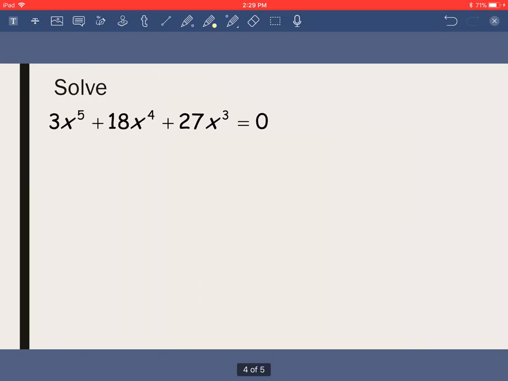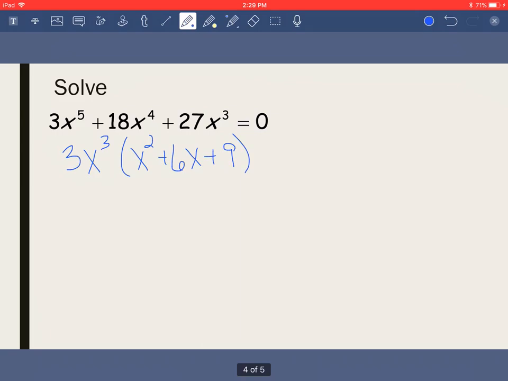I've got 3x to the 5th plus 18x to the 4th plus 27x cubed equals 0. This one's a little different because it only has 3 terms. So first I'm going to see, do these 3 terms have anything in common? So I can factor out a 3 out of all 3 and an x cubed. And when I do that, I'm left with x squared plus 6x plus 9.